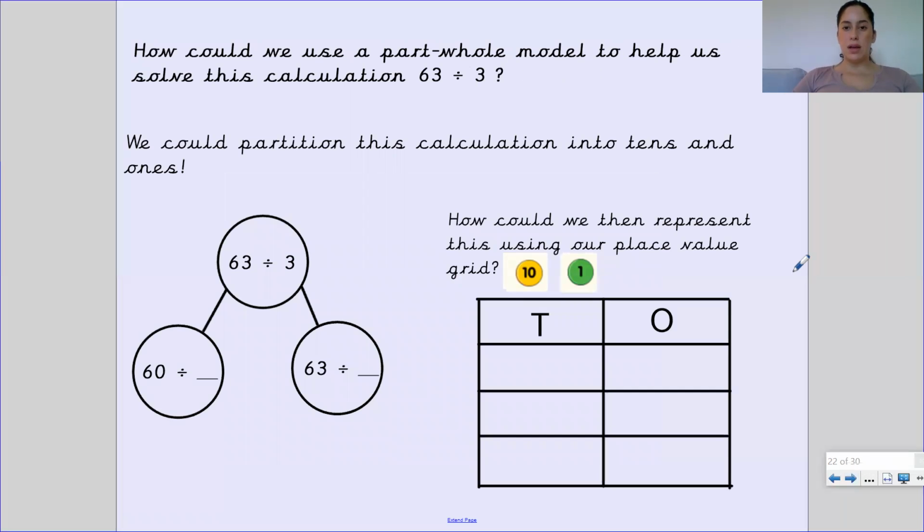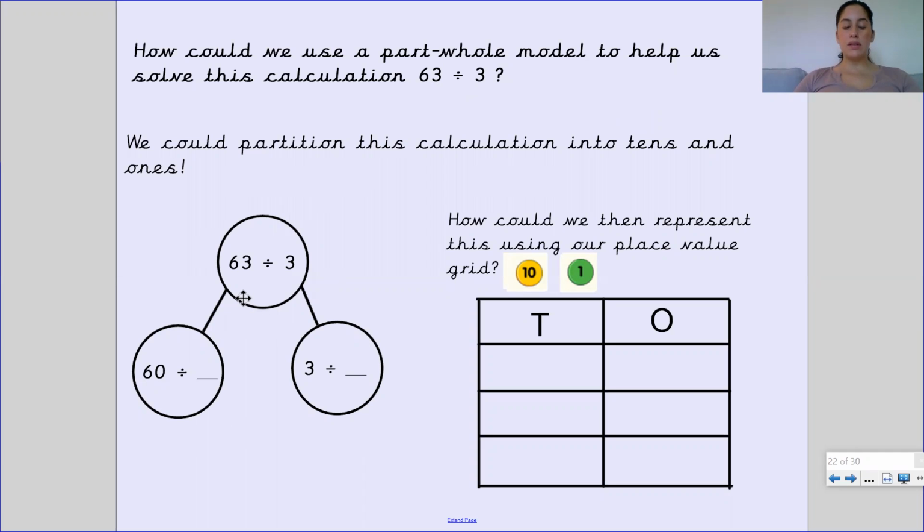Now we want to look at a different method. We want to see how we could use, which I have forgotten to change here. Okay, so we want to use a part-whole model to help us solve this calculation. The calculation is 63 divided by 3. How could we partition this calculation into tens and ones? Have a look here. What's happened? What have we done?